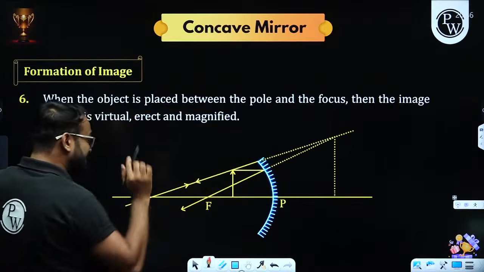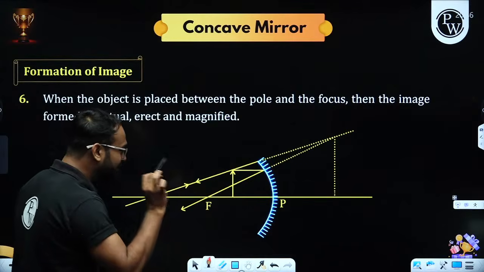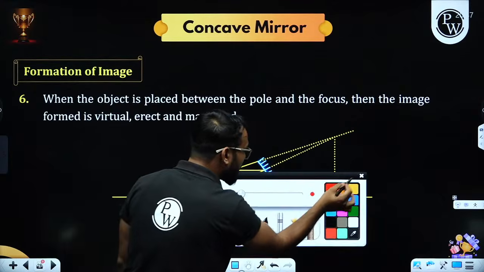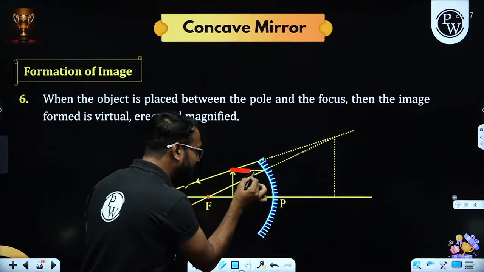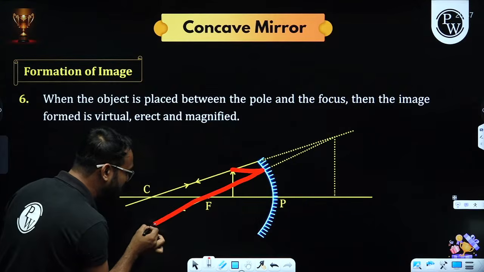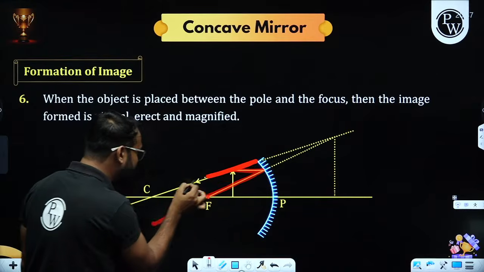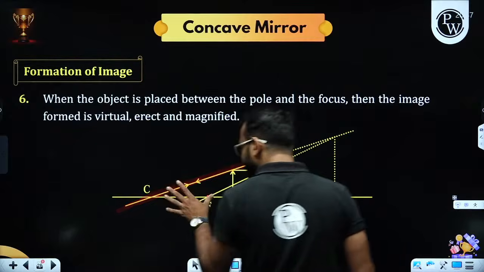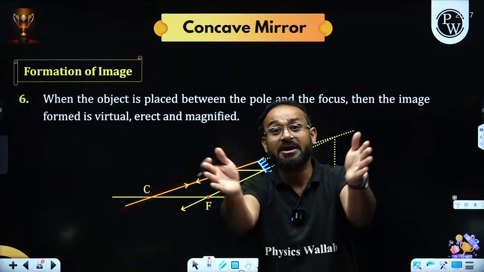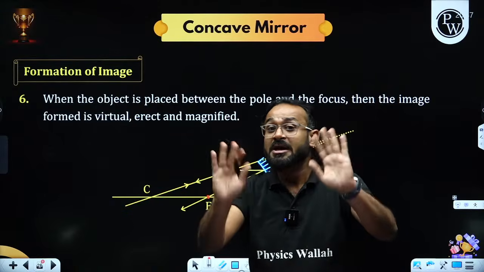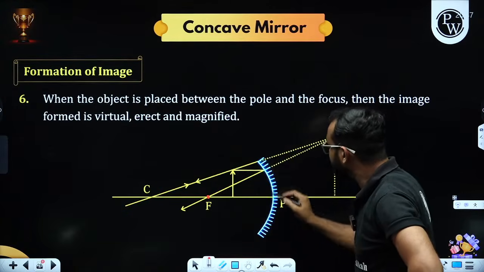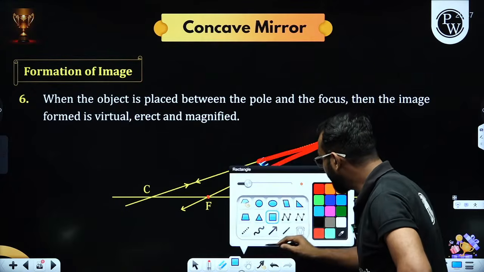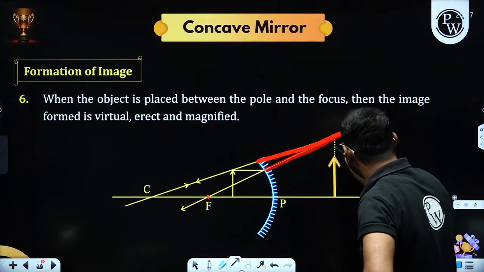So case number 6 says, if the object is kept between focus and pole, what will happen? Rules, sir. Light ray parallel to the principal axis passes through focus, and the light ray passing through center of curvature goes undeviated. But if you observe these two light rays, they are deviating. They are going in different directions. They are never going to meet. In that case, they will appear to meet behind the mirror, and this is how it will look.